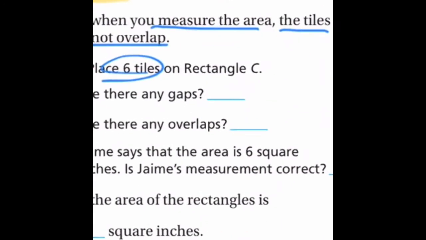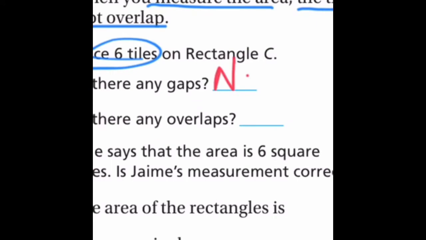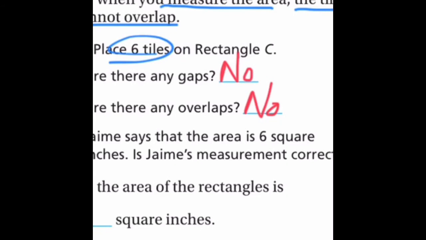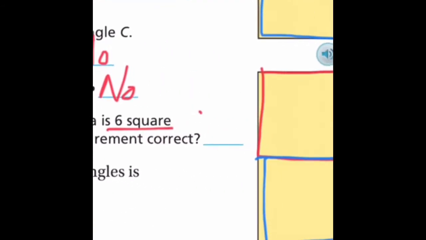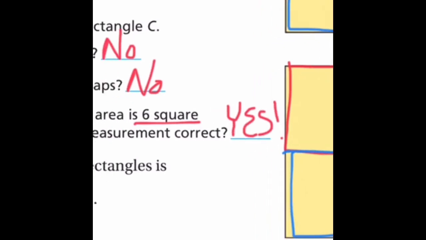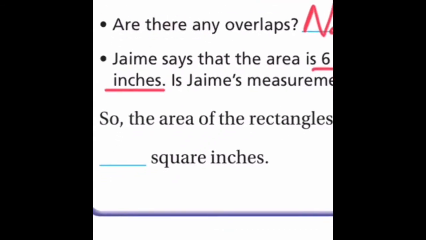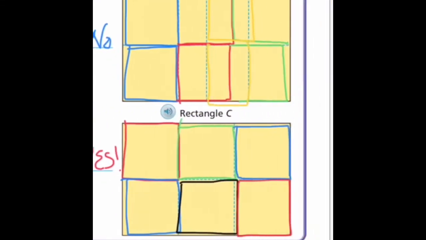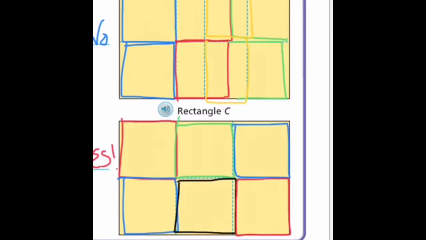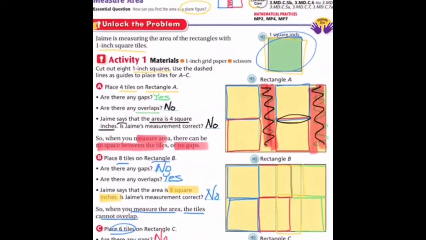All right, so are there any gaps? No. Are there any overlaps? No. So we covered the whole space, no gaps, no overlaps. Jamie says the area is 6 square inches. Is Jamie correct? Yes. Jamie's correct. Finally. So the area of the rectangle is 6 square inches. Okay? Again, no overlapping and no gaps. Let's go to the next page.